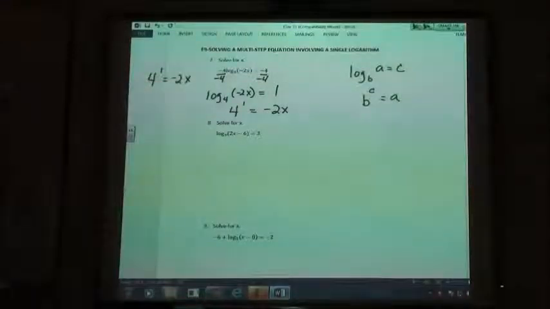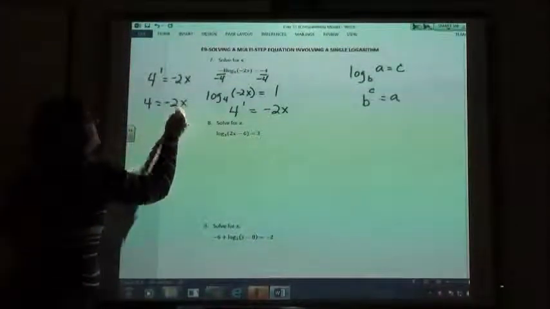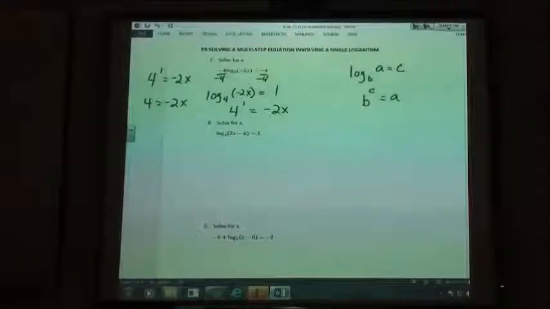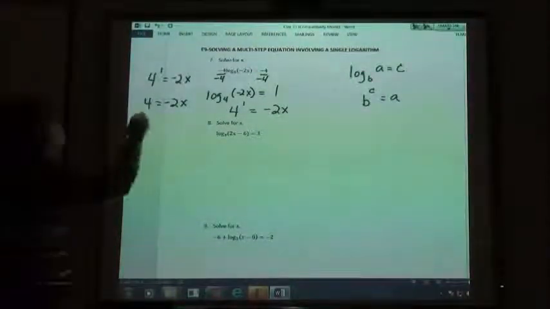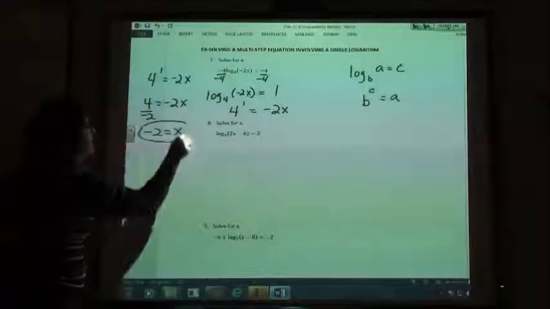Now we want to solve that like we would solve any equation. Following our order of operations, first thing we want to do is get rid of that exponent. 4 to the first power is just 4. So if 4 equals negative 2x, what do I do to solve that? Divide. I divide by negative 2. So negative 2 is going to equal x.